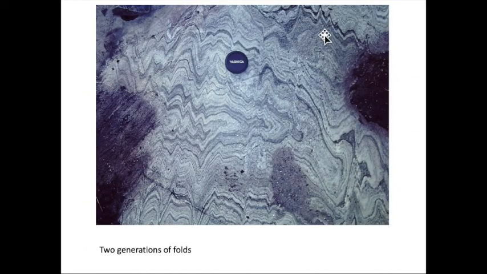Here's another example of two generations of folds. The camera lens is for scale. So we have our first fold, which is layers just coming around like this. The axial surface of that looks like it's pretty horizontal here, and then it bends down, it looks like. And then there's another axial surface that's vertical. If you just zoomed in on one of these little folds here, you would draw the axial surface through those. So this would have axial surface 1, which is a little bit wobbly, and then axial surface 2, which is pretty much vertical.